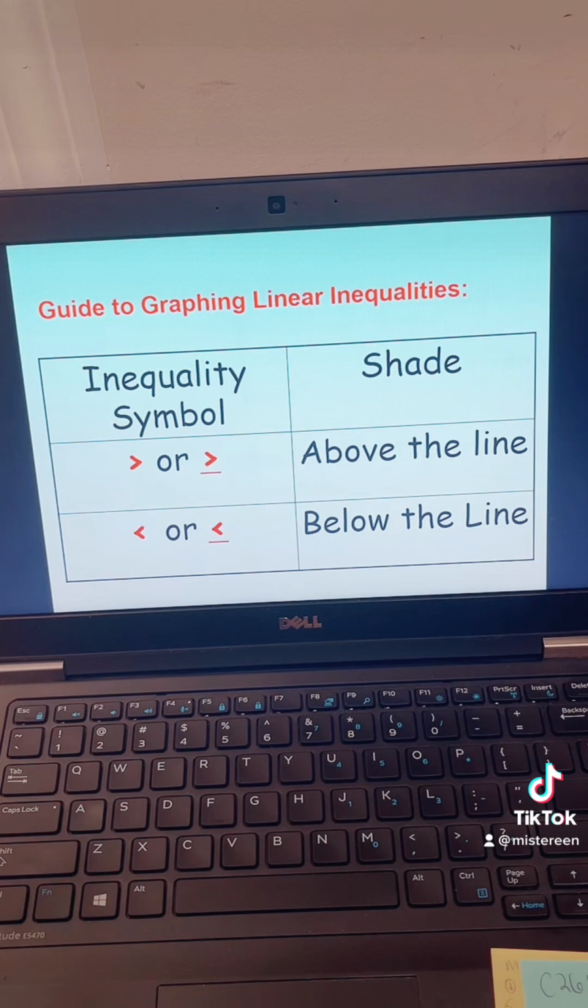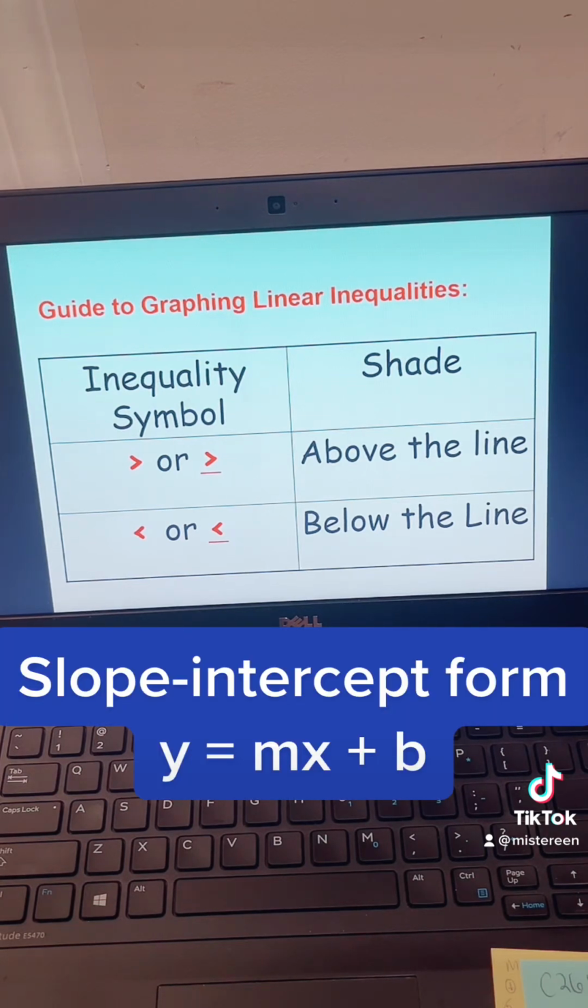Now, the linear inequalities that I'm going to show in the examples will be shown only in slope-intercept form. Take note of that. Let's now go to example 1.